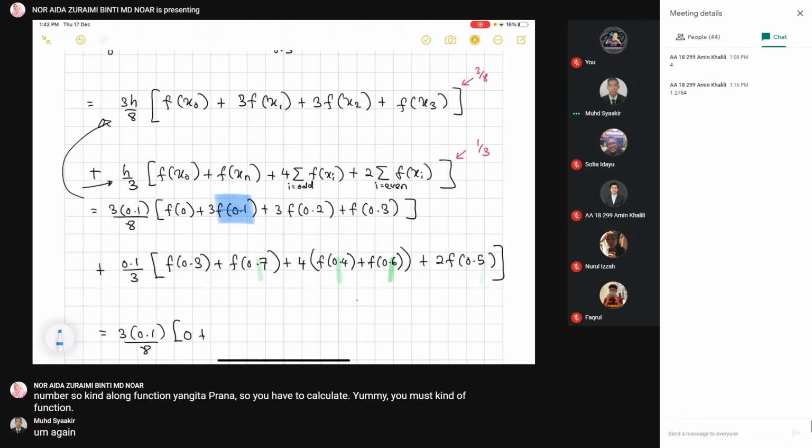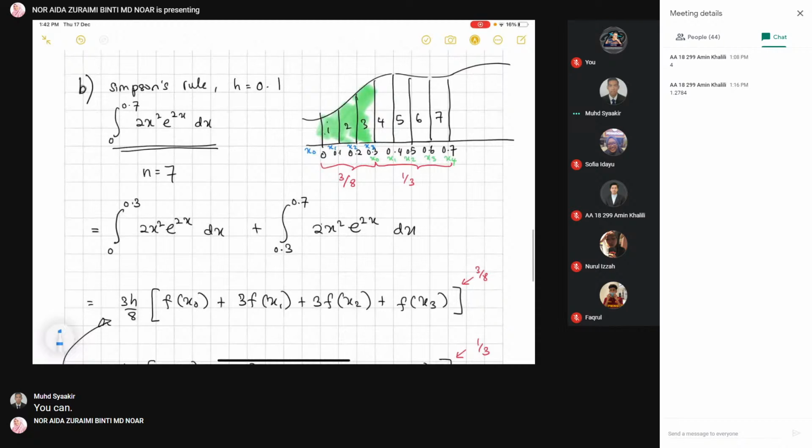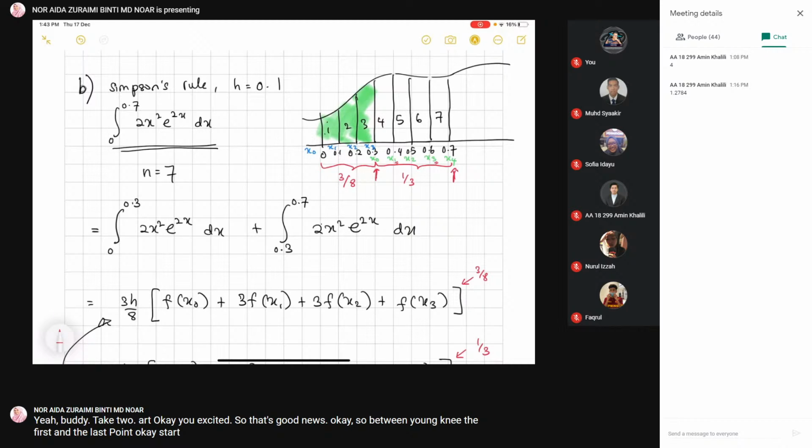Madam, yang kena darab dengan 4 tu kan yang untuk odd ke? Odd kan 0.5 ke? Sekejap. Odd, you tengok ni, yang you label titik tu. Okay, you tengok yang ni, x1, x3. Oh, okay. Sebab student memang selalu buat mistake yang tu. Dia confused. Okay, so between yang ni, the first and the last point, kita ada 3 titik. x1, x2, x3. Okay, 1 dan 3 adalah odd. x2, 2 adalah even number. Yeah?